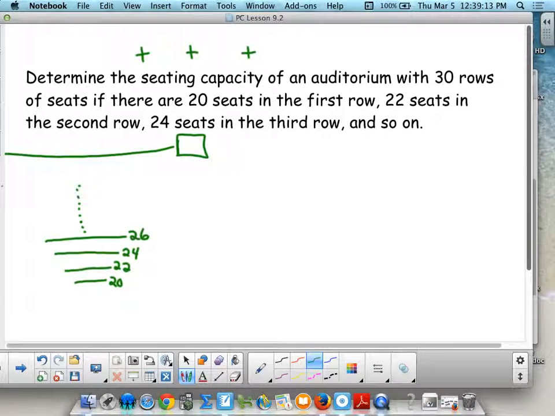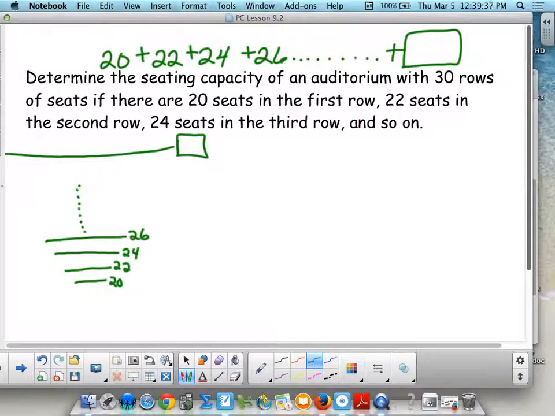Bad deal. I don't know the 30th term of my sequence. Here's my sequence. First term, 20. Second term, 22, 24, 26. Dot, dot, dot, until I get to the what term? What term is that? Yeah, it's the 30th term of your sequence. So this is the 30th term. Go for it. It's pretty big, by the way.